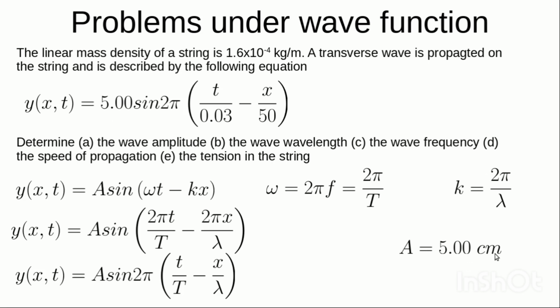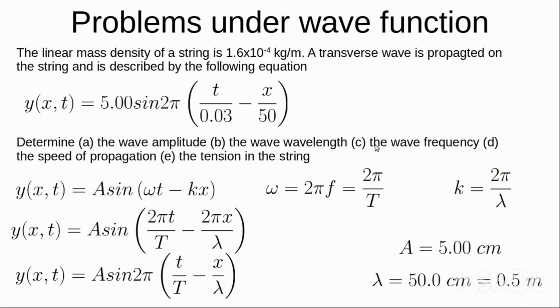Then the next thing is the wavelength, which is λ. If you compare this λ, which is the wavelength, to this, you realize that our λ is 50. So we have λ equal to 50 cm because our amplitude here is in cm. So the wavelength is in cm, and if we convert to meters, it becomes 0.5 meters.